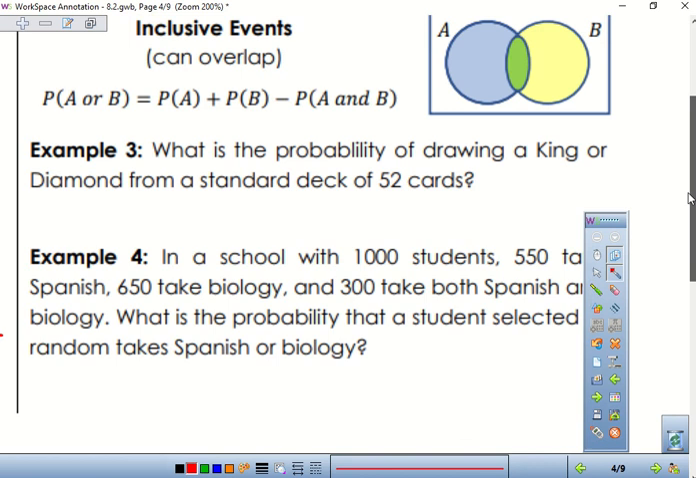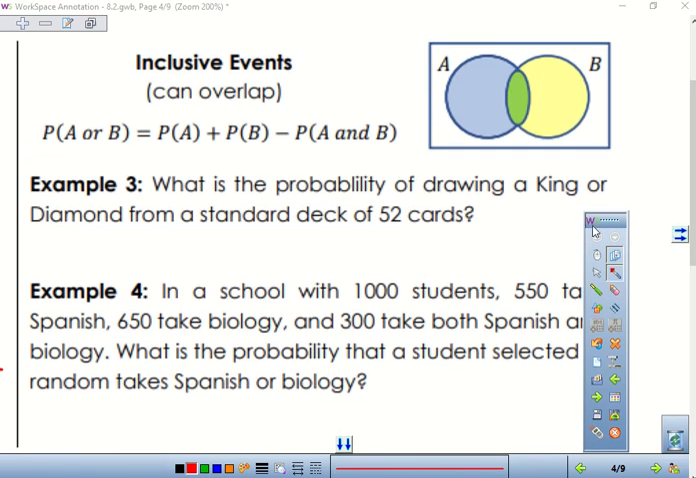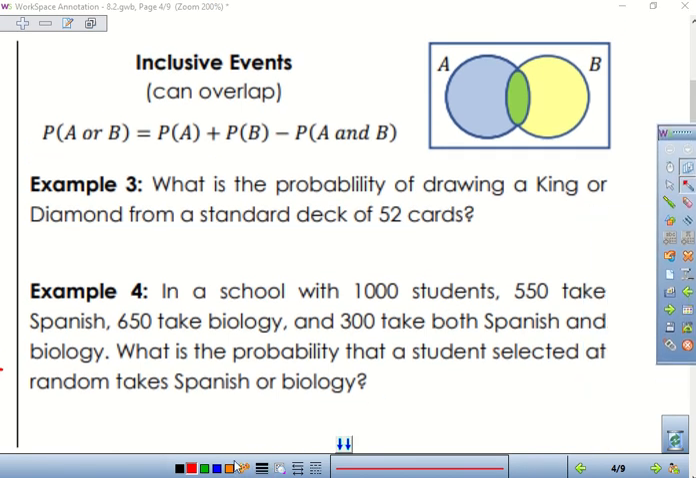So now we're going to move into mutually inclusive events. These are where events can overlap sometimes. So what is the probability of drawing a king or a diamond from a standard deck of 52 cards? Why is it possible these events can overlap? You can get a king of diamonds, right?